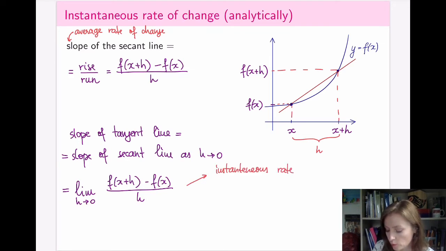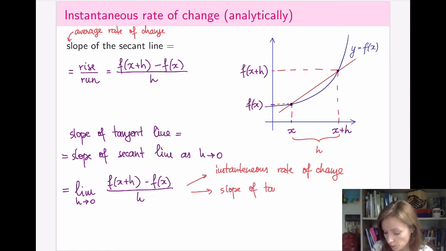Because now we're really discussing what's happening at one point, because the distance between the 2 points has been shrunk to nothing. This is also, of course, the slope of the tangent line, because that's how we computed it in the first place. This is also what we call a derivative of the function at that point. So this is the derivative of f of x at point x.